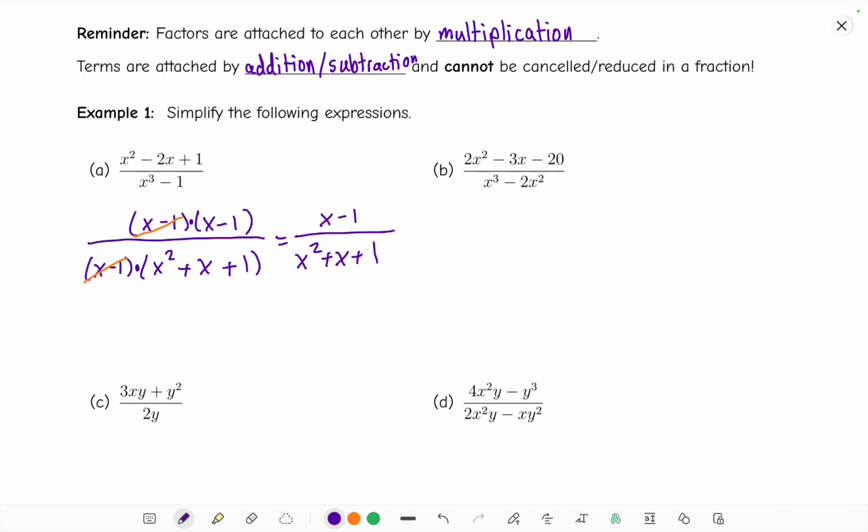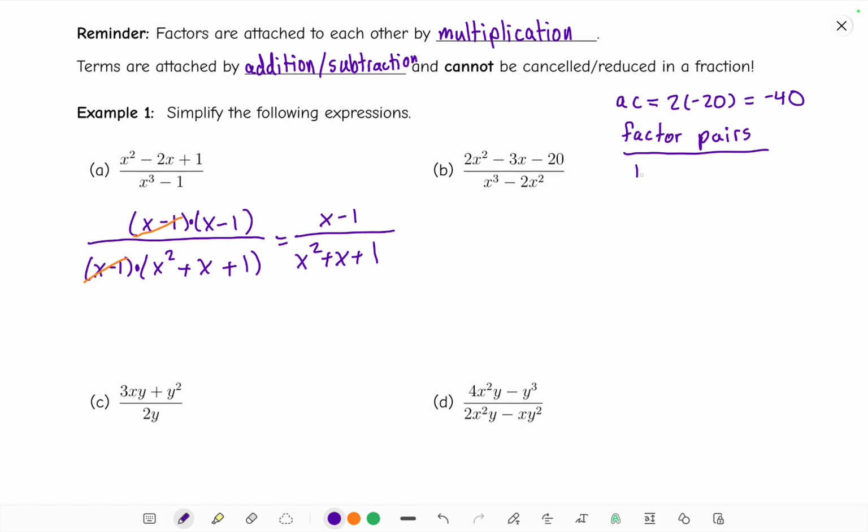B, 2x squared minus 3x minus 20 over x cubed minus 2x squared. 2x squared, since 2 is not a perfect square, doesn't fit our special factoring rules. So this one I'm going to use the AC method. So AC equals 2 times negative 20, or negative 40. Then my factor pairs, because it's negative 40, are going to be positive and negative. But because I want it to add up to negative 3, the bigger number has to be negative.